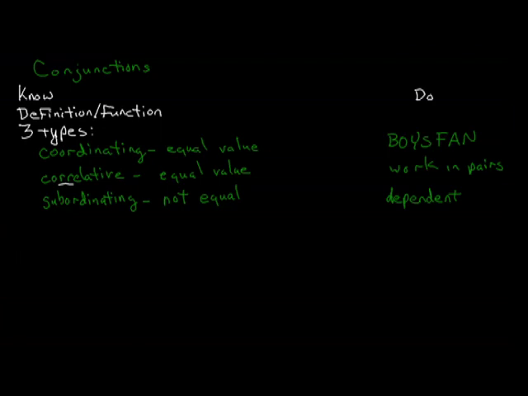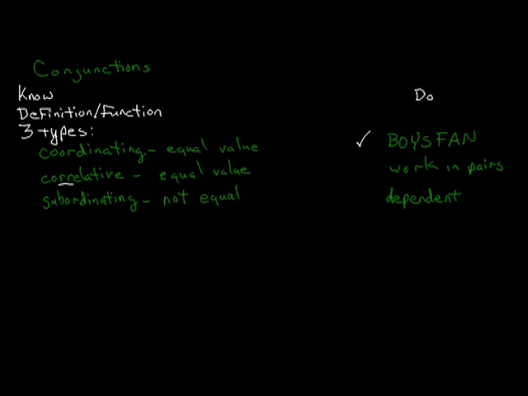So when we're trying to figure out what to do, the first thing we check is BOYSFAN. So if we're trying to figure out what type of conjunction it is, we check BOYSFAN. If it's one of those words, we know it's coordinating. And then we can do certain things like connect clauses with a comma, or we have a list of things that are of equal value, and it's probably the last thing in the list, or a contradiction in the sentence.